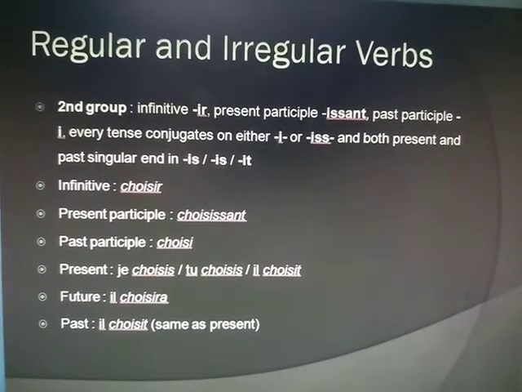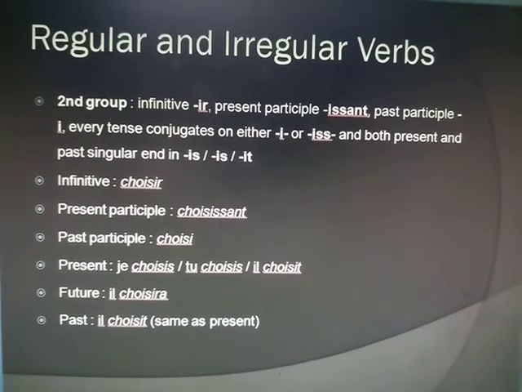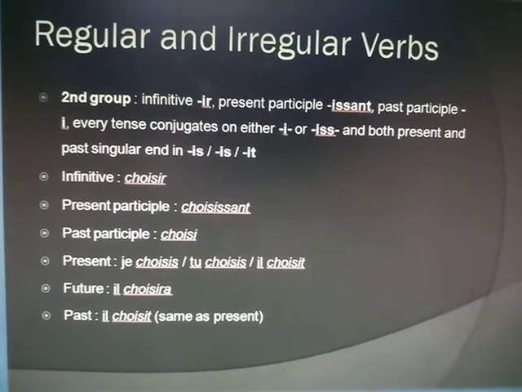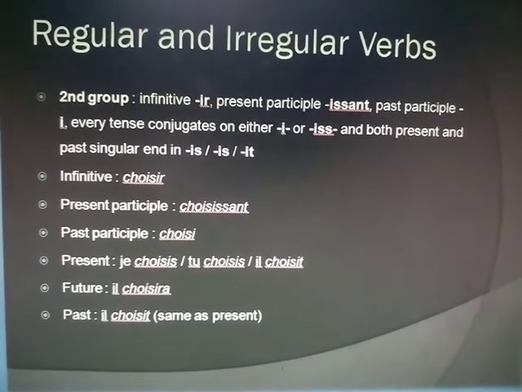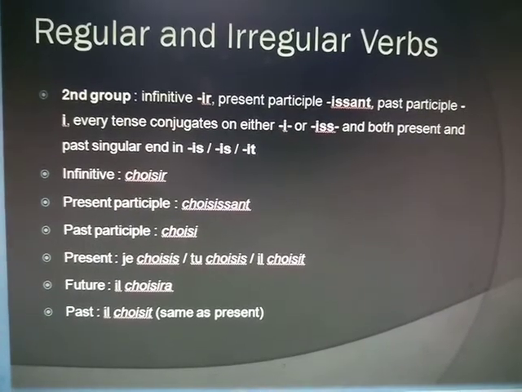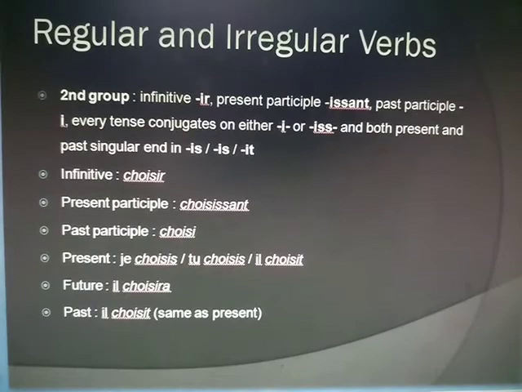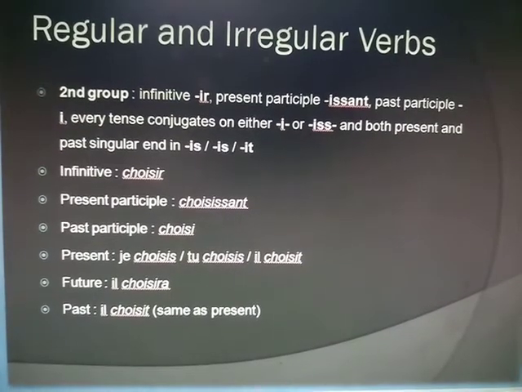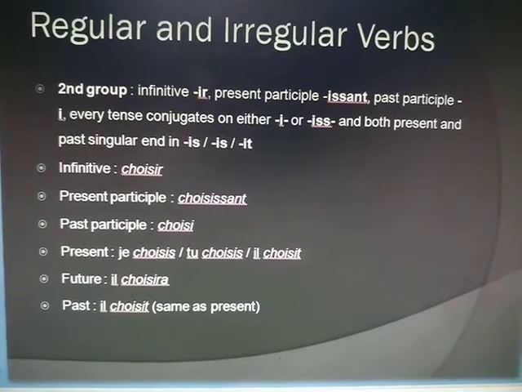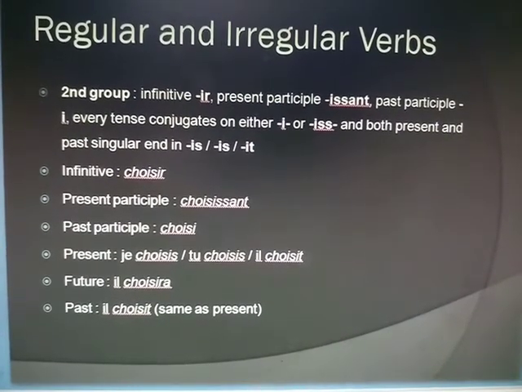The second group, the infinitive ends in IR. Present participle is ISSANT. Past participle I, but there are exceptions. Every tense conjugates on either I or ISS, and both present and past singular end in IS, IS and IT.